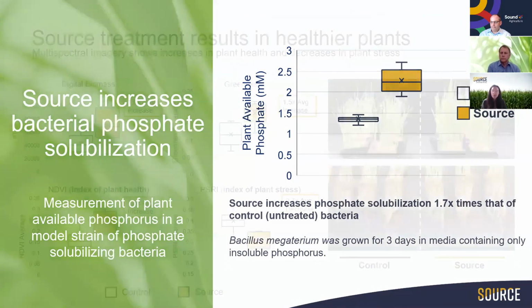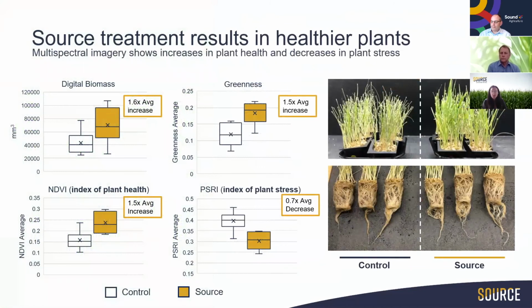And finally, I want to run you through some of our measures in the lab through multispectral imagery to show the impact that SOURCE has on plant health and plant stress. So we look at things like digital biomass, greenness, NDVI, and then the converse of NDVI, which is plant stress. So you'll see the indicators in the yellow bars, the treatment of SOURCE, with over a 1.5x average increase over control in the presence of SOURCE. You see that matching up with the photos on the right, the control plot being on the left side of that photo spectrum and the treated SOURCE plot being on the right. So you see a greener, healthier plant, and then you see an expanded root architecture in the treatment of SOURCE.